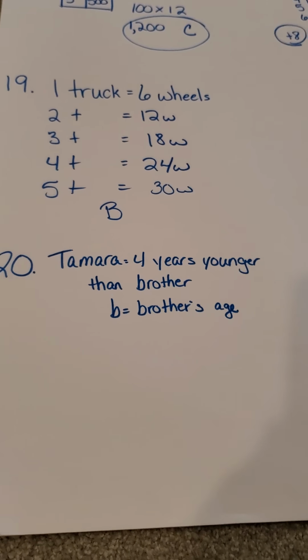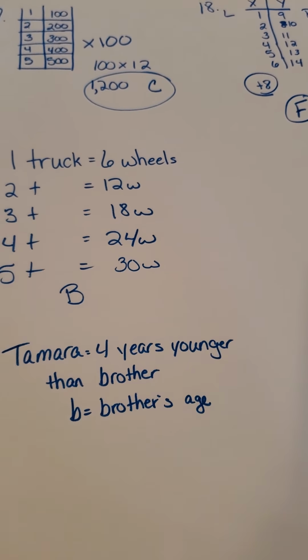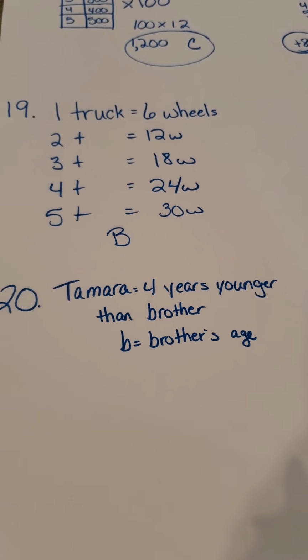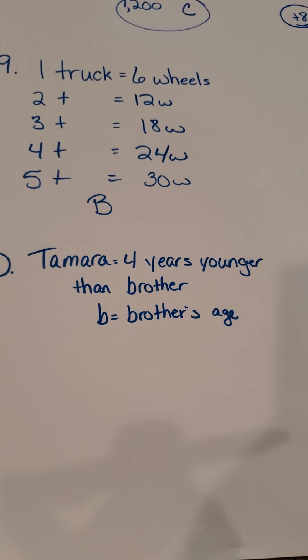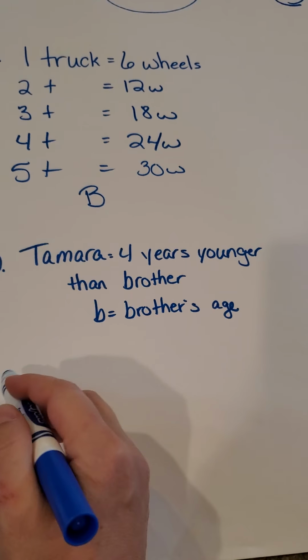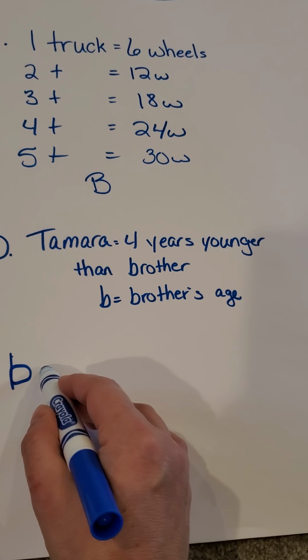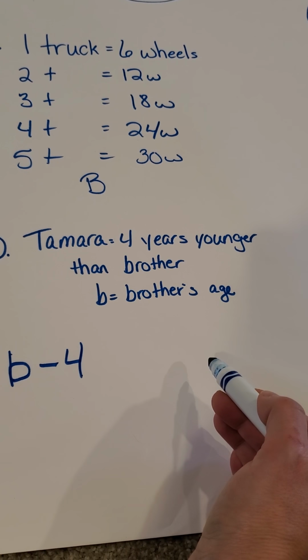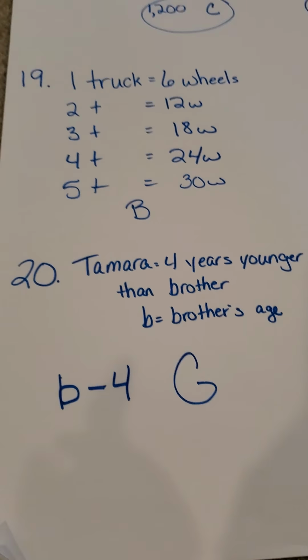And finally, number 20. Tamara is 4 years younger than her brother, and we want to use B as her brother's age, and we want to figure out what expression. So if her brother is B and Tamara's 4 years younger, it should be B minus 4. That would be our answer for G.